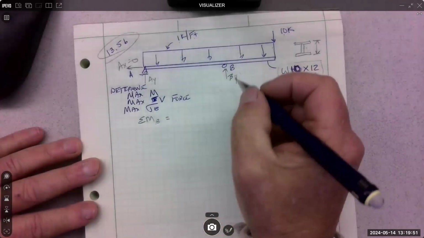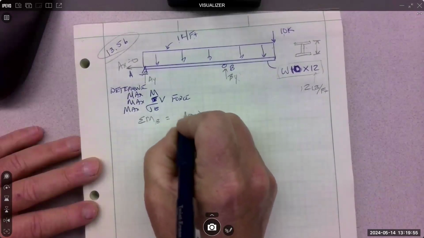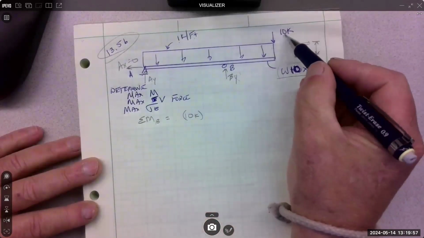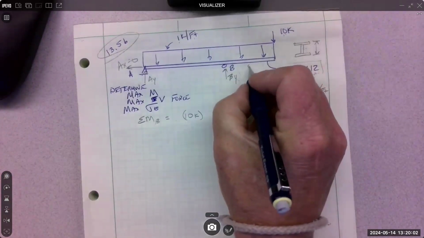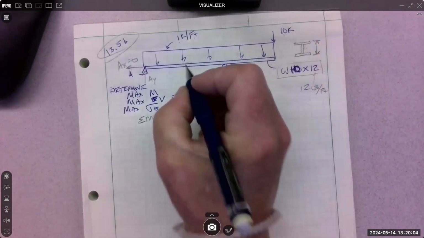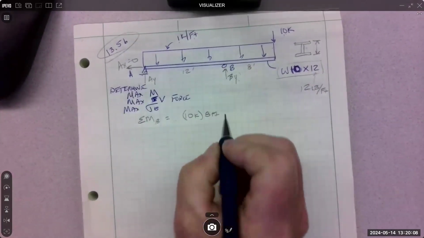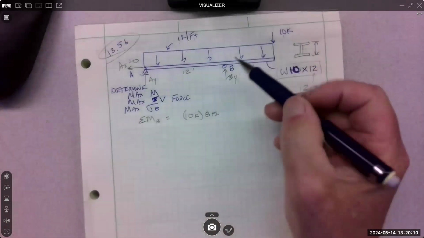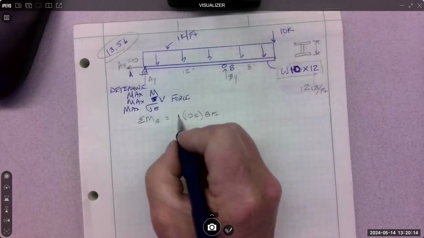Moment at B. I know it's 10K times what? That's this one. Oh, we need distances. Sorry, S B. 8 feet and 12 feet. 8 feet. And rotation about B, we're doing moment at B. Negative clockwise.